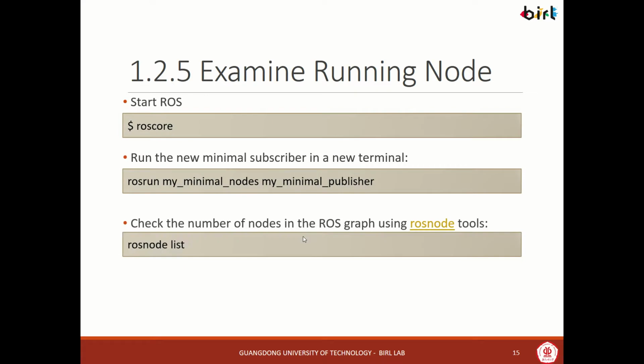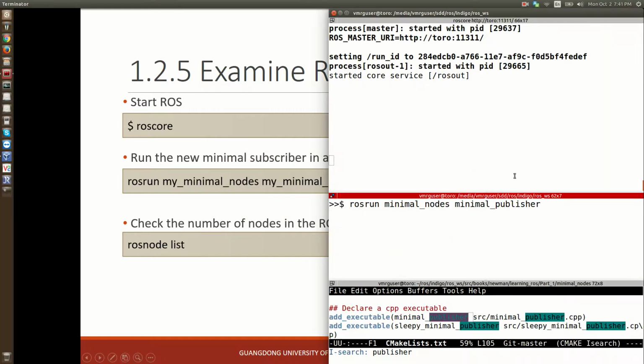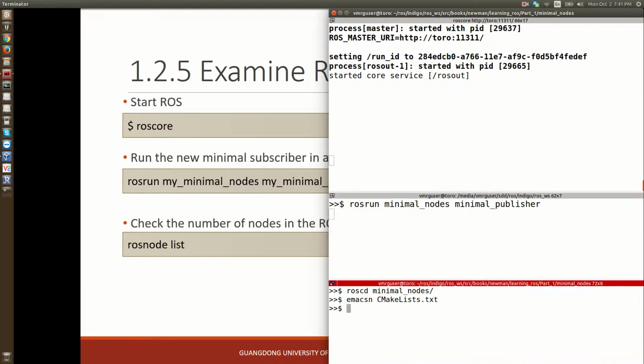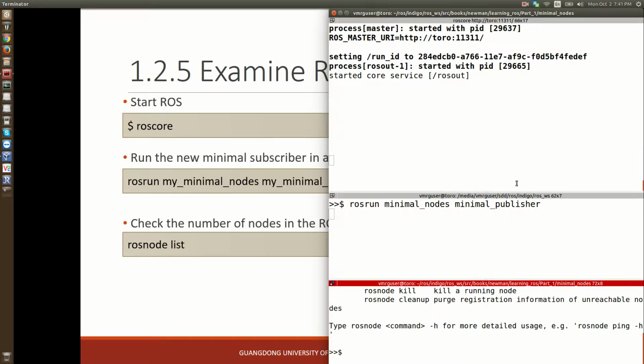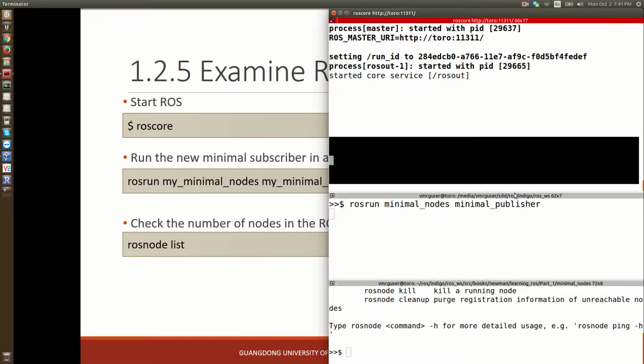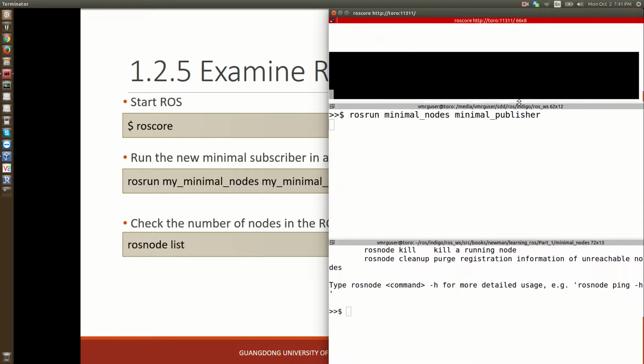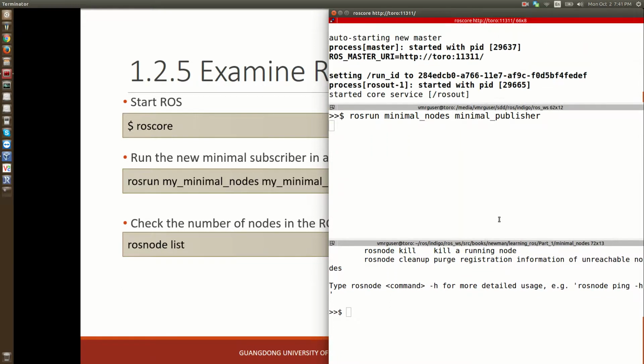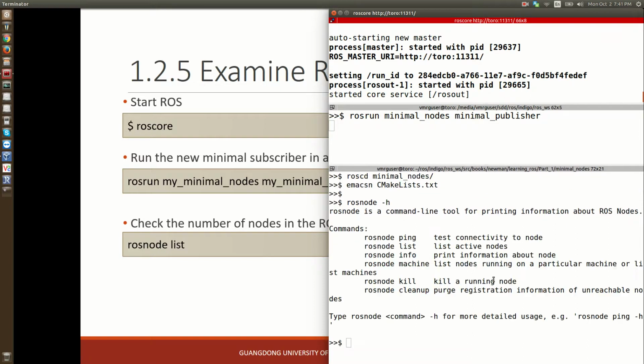And the next question is, well, how do we know that the node is running? And now we're going to begin to learn something about the rosnode tool. Let me clear this window and type rosnode -h. The -h for any tool will always give you a little bit of information about what you can do with that tool. Let me shrink this window.